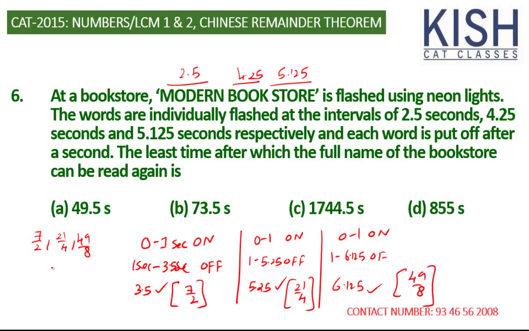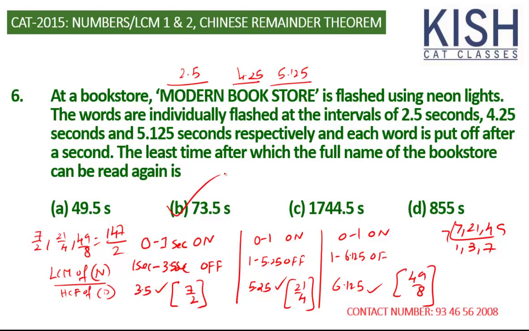What we need to do is take the LCM of the numerators and the HCF of the denominators. What is the LCM of the numerators 7, 21, 49? 7 ones are 7, 7 threes are 21, 7 sevens are 49. So that's going to be 7 into 3 into 7, 49 into 3, 147. So that's 147 by the HCF of 2, 4, 8, which is 2. So 147 by 2 is 73.5 seconds. So every 73.5 seconds, we can see the modern bookstore with every word on.